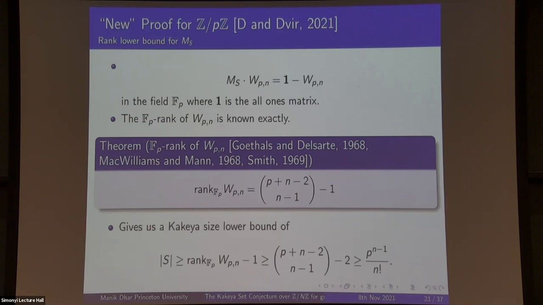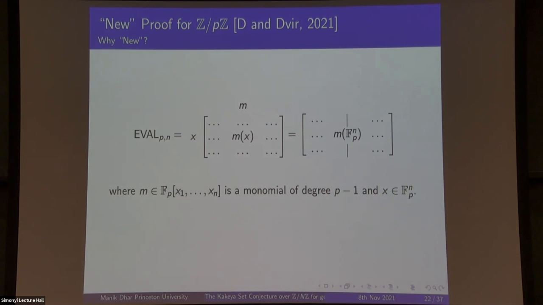And that basically tells us that the rank of this matrix is at least this quantity minus 1. So that also gives us a lower bound on the Kakeya set. So we get this lower bound, and this is at least P raised to N minus 1 by N factorial. Okay, so one thing to notice is that earlier we had something which was P raised to N, not N minus 1. We seem to have lost something here. I'll talk about shortly how to get rid of this. Okay. So this seems like a very new proof, to be fair. Why is the new in quotes then? So let's talk about that.